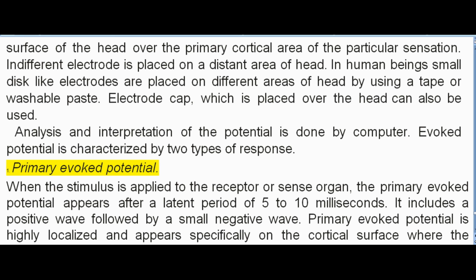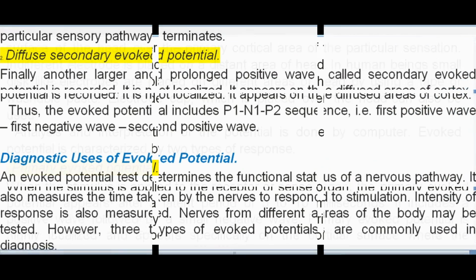Evoked potential is characterized by two types of response. Primary evoked potential. When the stimulus is applied to the receptor or sense organ, the primary evoked potential appears after a latent period of 5 to 10 milliseconds. It includes a positive wave followed by a small negative wave. Primary evoked potential is highly localized and appears specifically on the cortical surface where the particular sensory pathway terminates.